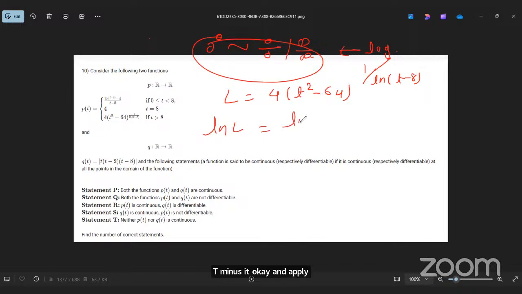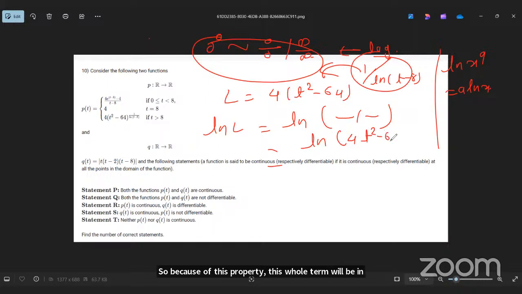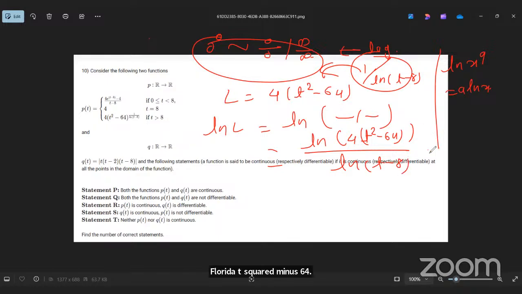So ln of L is the same as ln of this whole quantity. We have the property that ln of x to the power a is the same as a ln of x, so this whole term will come in the front. That means it will become ln of 4 t square minus 64 upon ln of t minus 8. Now it becomes the minus infinity by minus infinity case, so we can apply L'Hospital rule and then take this ln back. That's what we have to do here.